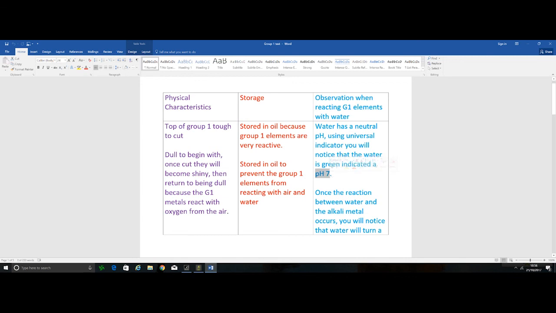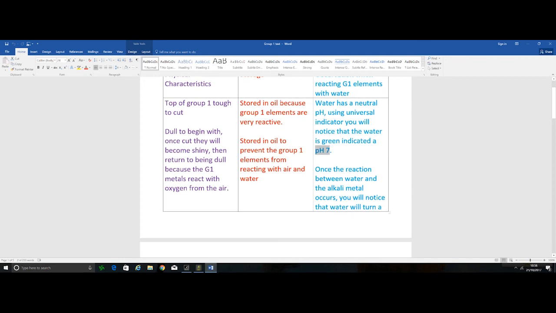Just in case you don't know, pH 1 to 6 is an acid, pH 1 being a strong acid, pH 6 being a weak acid, pH 7 is in the middle, and then 8 to 14 are all alkalis, 8 being a weak alkali and 14 being a very strong alkali.